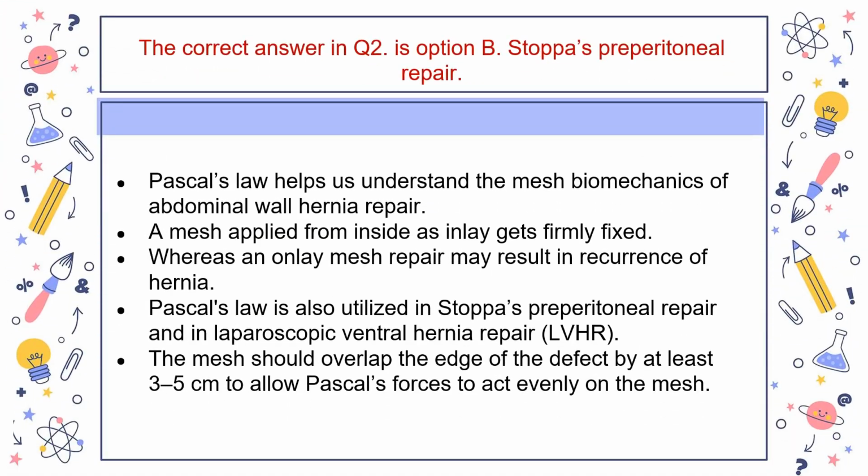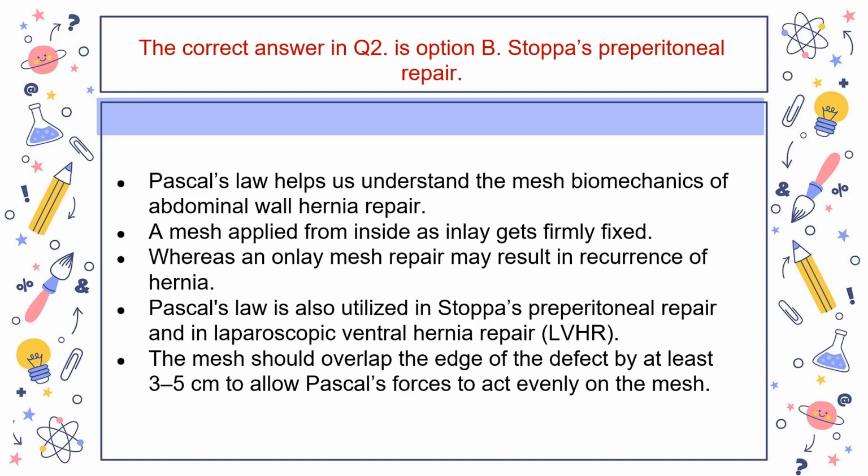Application of Pascal's law allows us to understand the biomechanics of mesh placement in abdominal wall hernia repair. To understand, we take an example of a bathtub. When there is a leak in the bottom of a bathtub, it is better to repair it by sealing the defect from inside. If the seal is applied from outside, the pressure of the water will push the seal outwards and the repair is likely to fail.